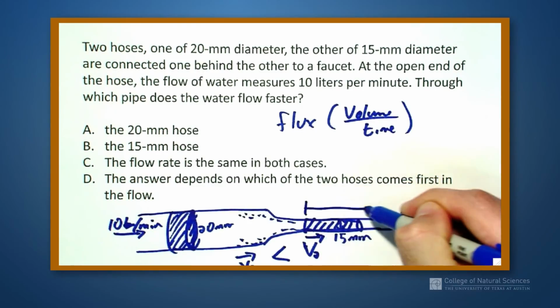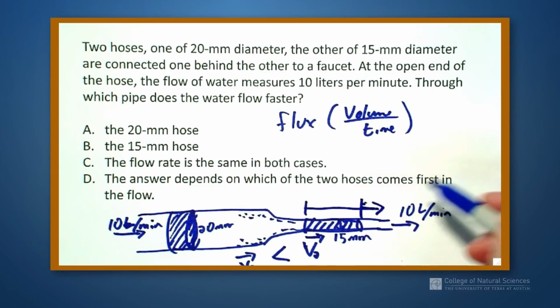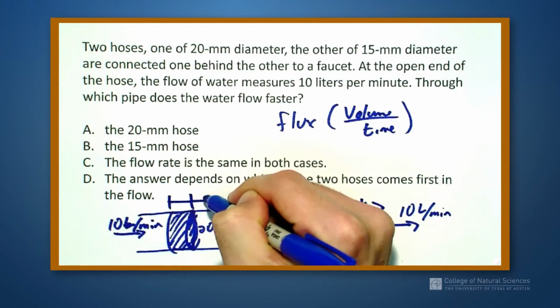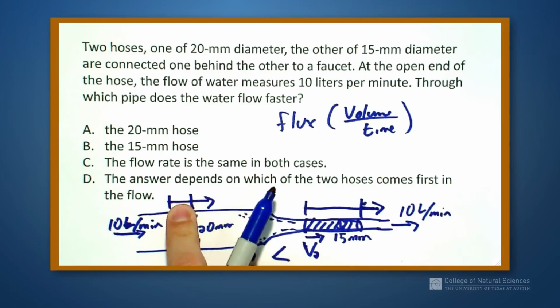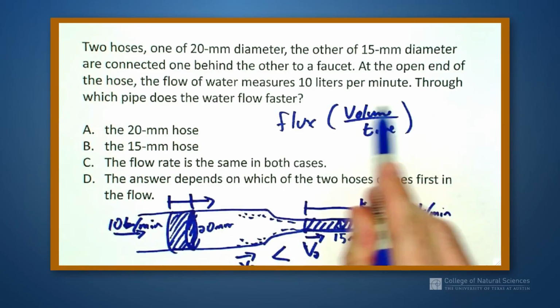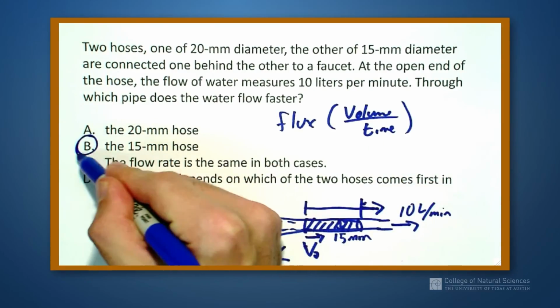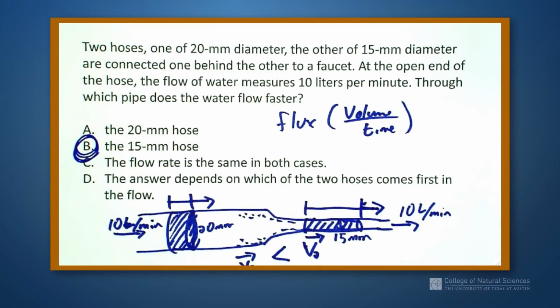And in order for us to move this whole block through, compared to that little block going through, this block has to move at a much faster rate than that block. So the water flows the fastest through the 15 millimeter pipe.